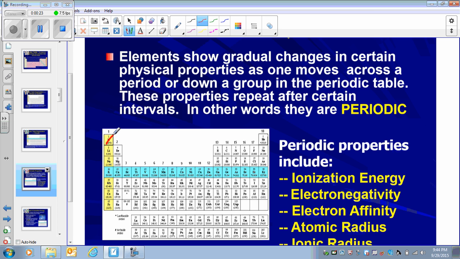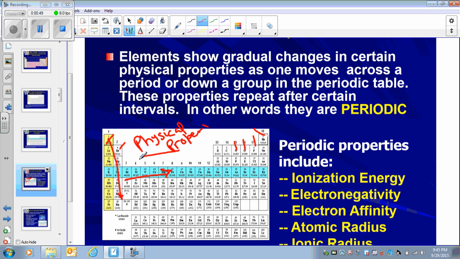We have alkali metals, alkaline earth metals, transition metals, noble gases, halogens, chalcogens, pnictogens. But when it comes to their physical properties, which is what I will talk about right now, no matter which family they belong to, they show a trend going down the group and going across the period.